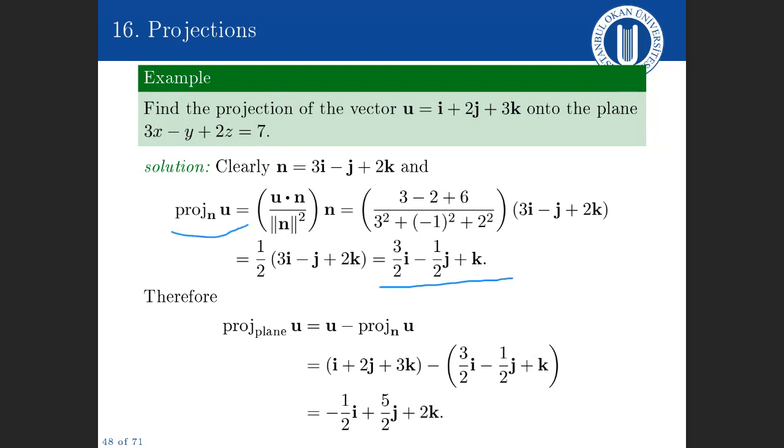And then, using our new formula, the projection of u onto the plane is going to be u minus the projection of u onto n. Again, check the details for me. Make sure I didn't make a mistake. I think it's minus a half i plus 5 over 2 j plus 2k.